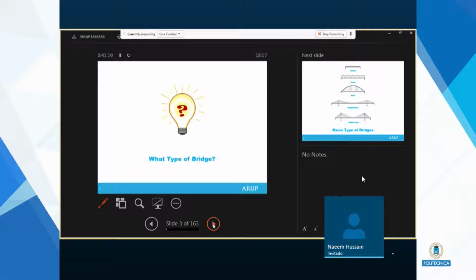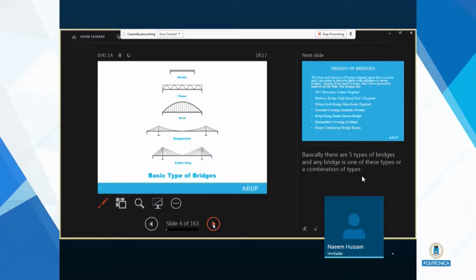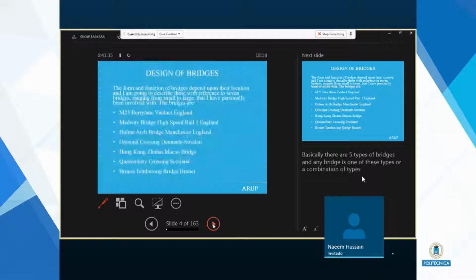So the first thing, of course, is what type of bridge. And as all of you engineers know, there are basically 5 forms that we can use. So there's a girder, a truss, an arch, a suspension, and a cable stay bridge. So any bridge is either one of these, or it is some sort of combination of these forms.